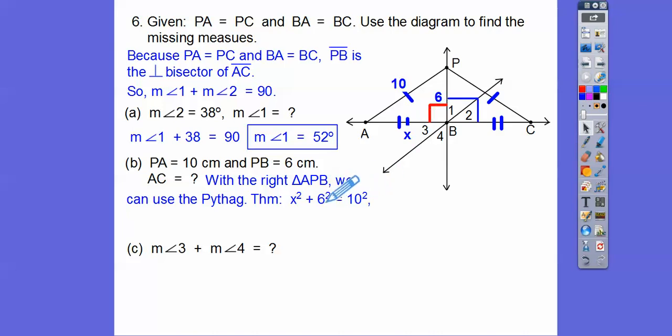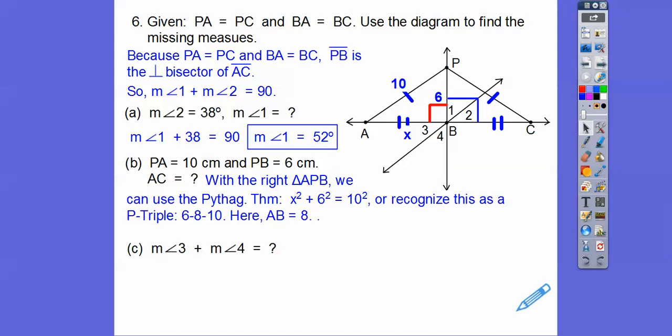If we take away 36 from 100, we get 64, and what number squared equals 64? 8. 8 squared equals 64. It's a 6, 8, 10 right triangle. All right, so we're not done.